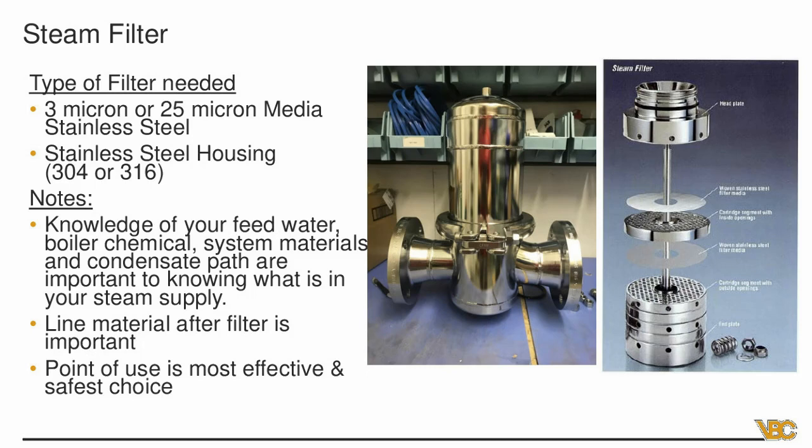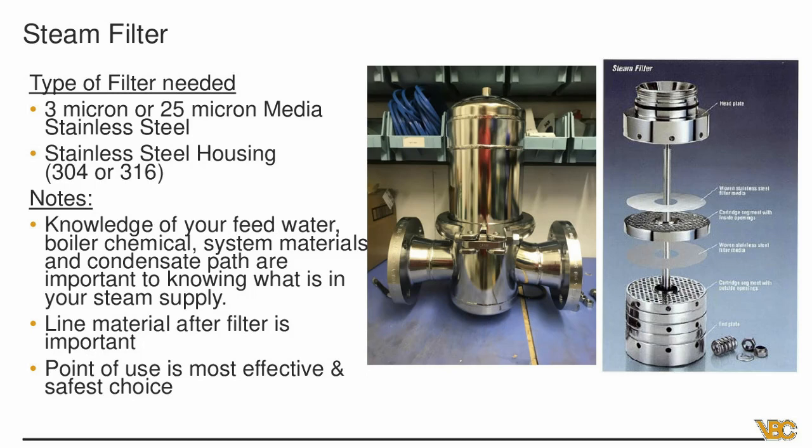Last two things, line material, as I've talked about with all these other filters, is an important choice. The more you can get high purity lines in your facility, the better you're going to be. It's going to make it easier. And then point of use is the most effective and safest choice. The less distance you can have between filter and equipment, or filter and product, just means less line material and less other stuff you're really going to have to deal with.